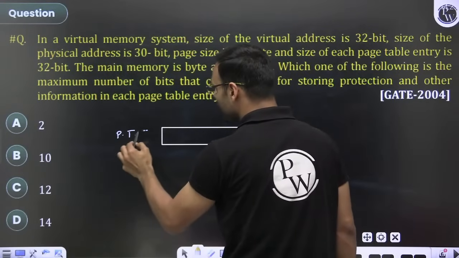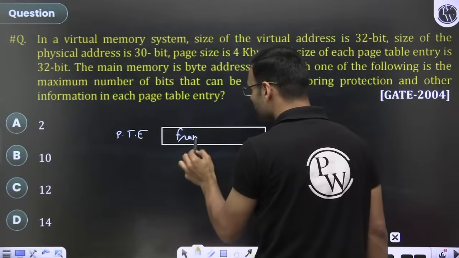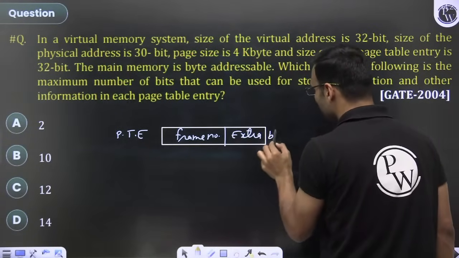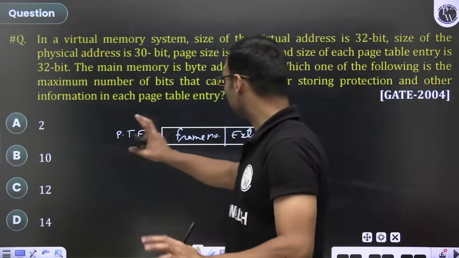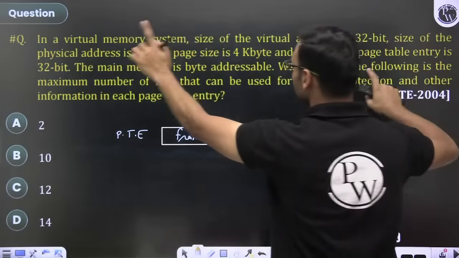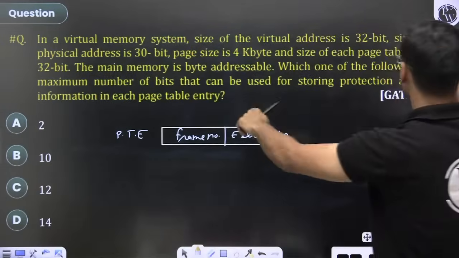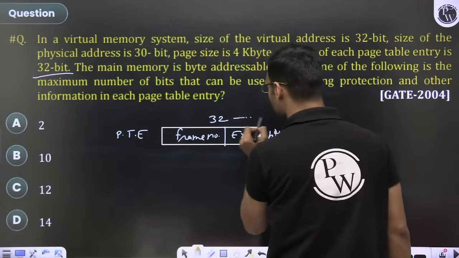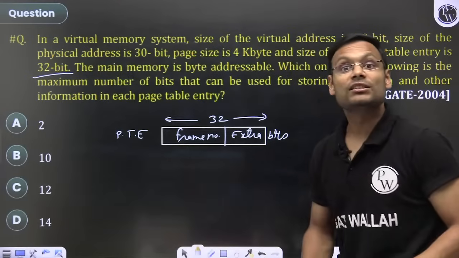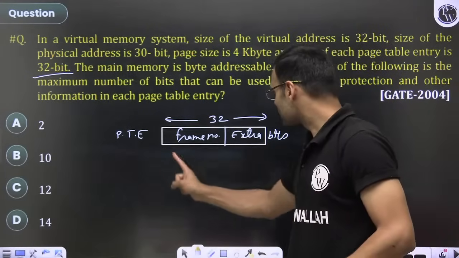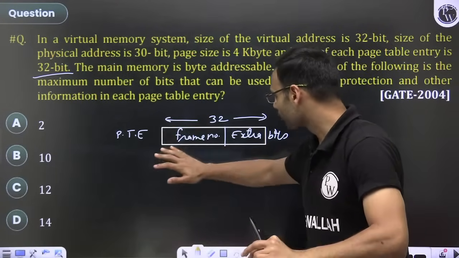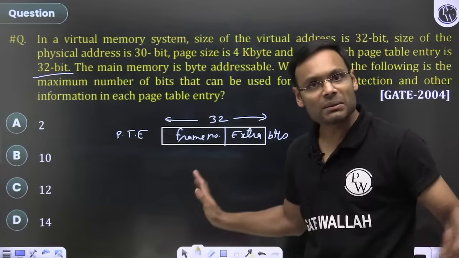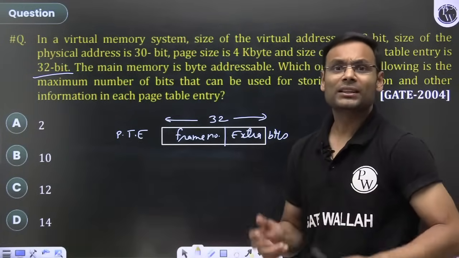Each page table entry contains what? Frame number and extra bits. Right? Now I'll have to check: do I have the page table entry size given in the question? Okay, here it is. Size of each page table entry is 32 bit. So this is completely 32 bit. If I know how many bits are needed for frame number, I can know how many bits are extra in these 32 bits. Simple. I don't have to do multiple things.